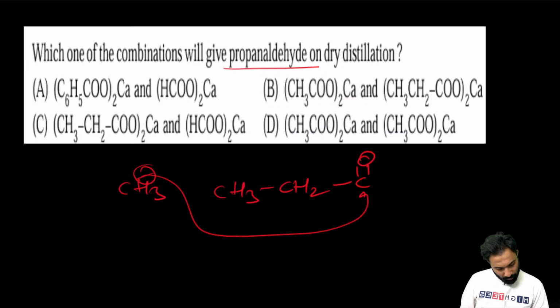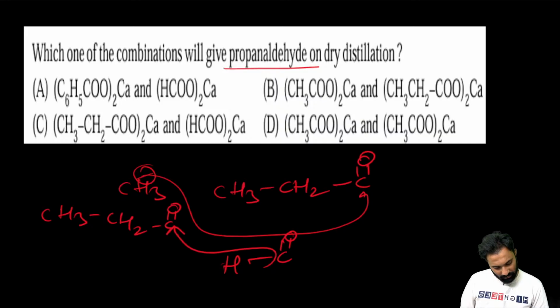Now he is asking propanaldehyde. Propanaldehyde only, in this case we will get CH3, CH2, C double bond O. Here we are having the formate, right? Here the H minus will go and attack. So option number C. Propanaldehyde is asking, not propanone. So option number C is correct. In all the cases, we cannot get the propanaldehyde.